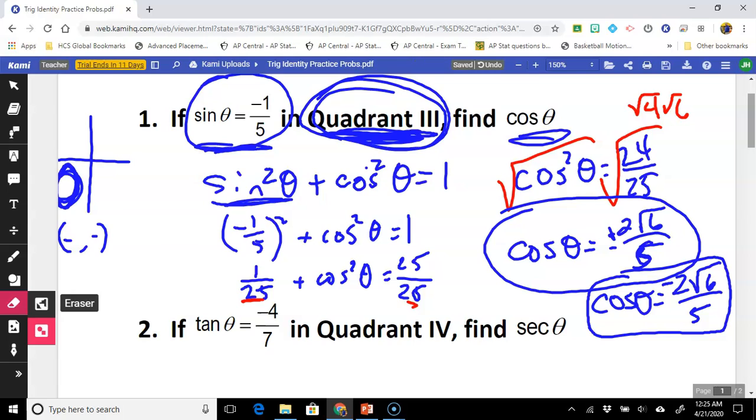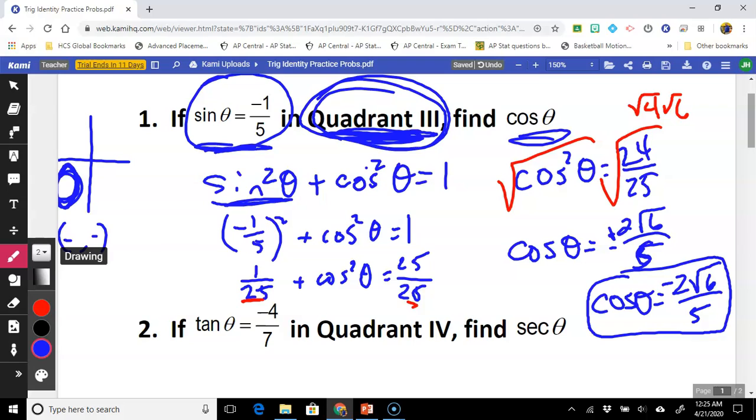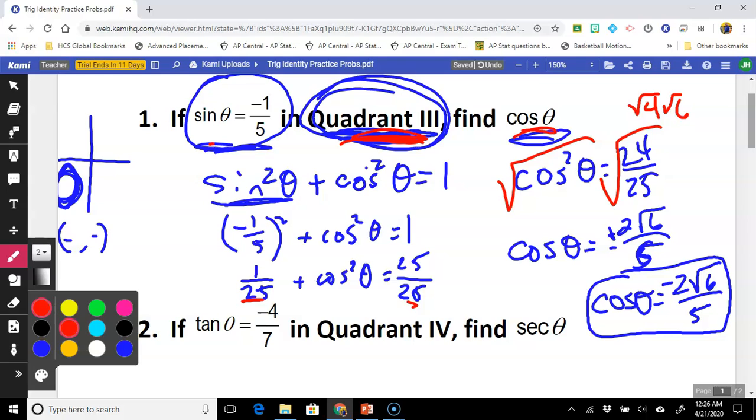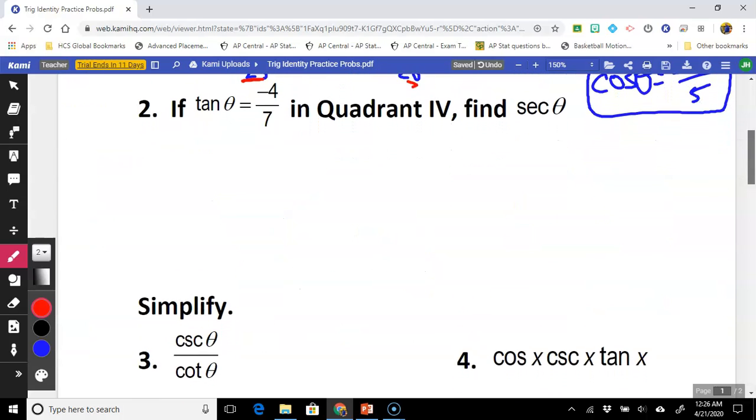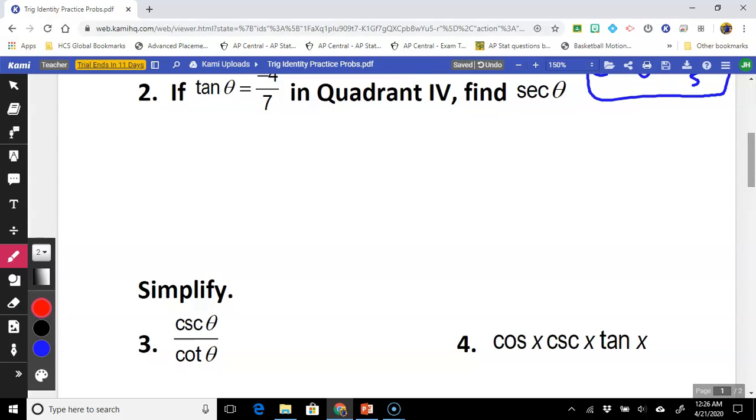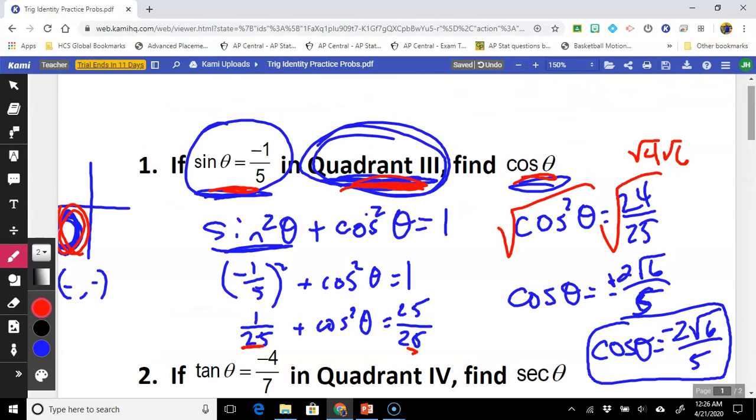I guess I should take that circle off. But again, we're using the Pythagorean identity to relate sine and cosine, and we brought in the fact that we were in quadrant 3, and that meant that my cosine was going to be negative and my sine was going to be negative because both x and y coordinates are negative in that quadrant. And we'll see some problems like that where we're trying to identify what quadrant we're in as to what the sign on this value is going to be. All right, so let's look at number 2.